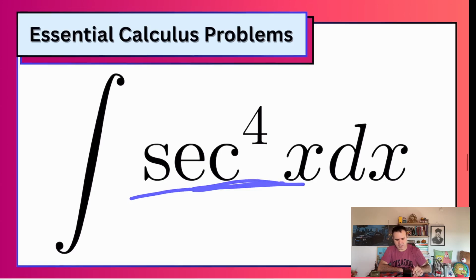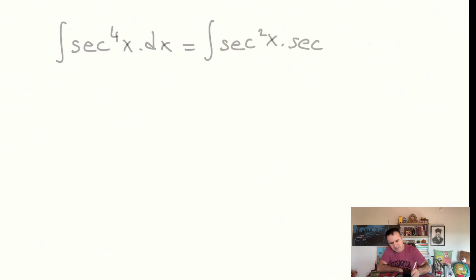In this lecture of the Essential Calculus Problem Series, we will solve the integral of secant to the power of 4x. While solving this integral of secant to the power of 4x dx, we should split this into two, and we should write it as secant square of x times secant square of x dx.